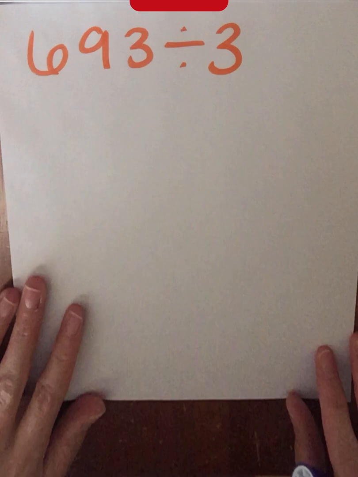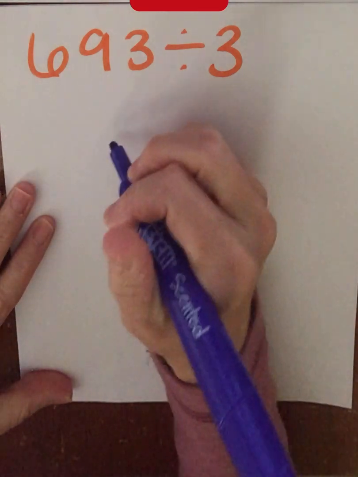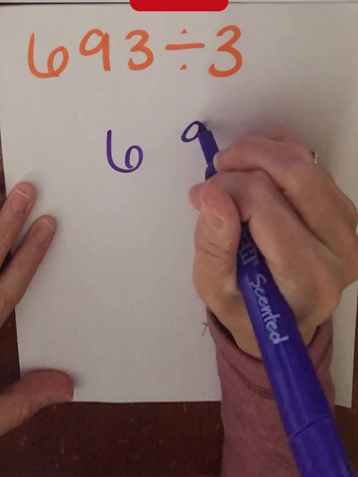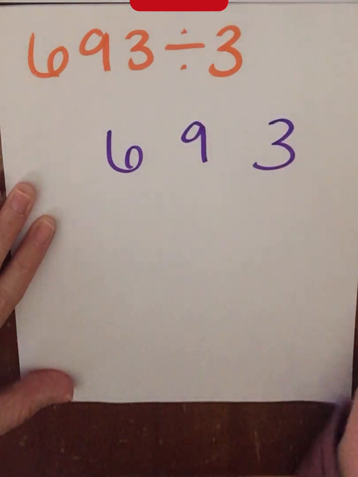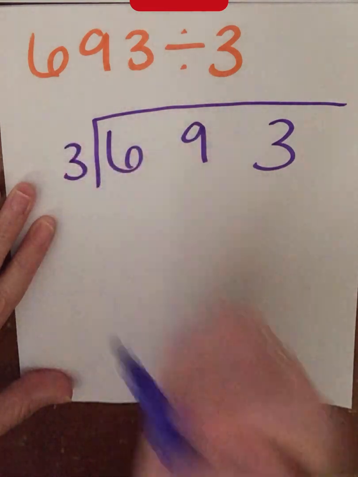So let's start with this problem, 693 divided by 3, okay? Now if I'm going to rewrite this problem so I can do the box method, I'm going to write the number 693, and I'm going to space it out like this. And I'm going to draw my divider and put the 3 here, okay?